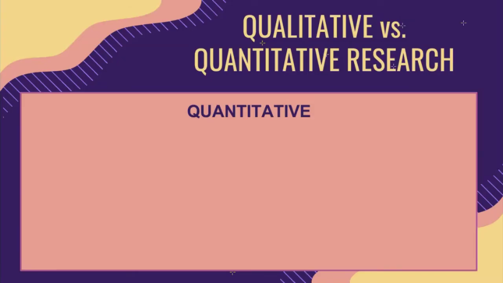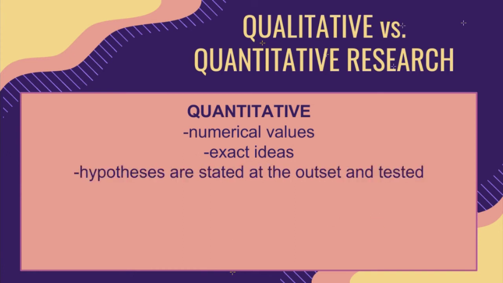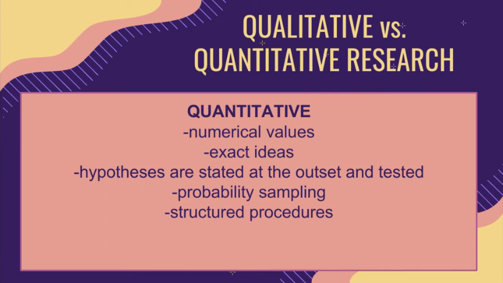Quantitative research, on the other hand, expresses data in terms of numerical values. It draws out exact ideas from samples. Hypotheses are specifically stated at the outset and tested. Samples are identified using probability sampling. It employs structured procedures and uses statistical tests. It is conclusive, usually descriptive in nature, and is used to recommend a final course of action. Findings are generalizable to all situations.